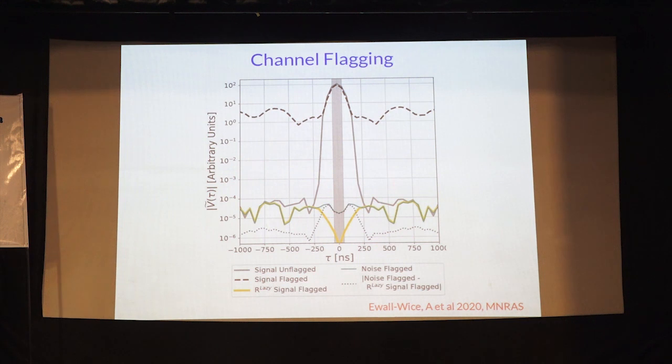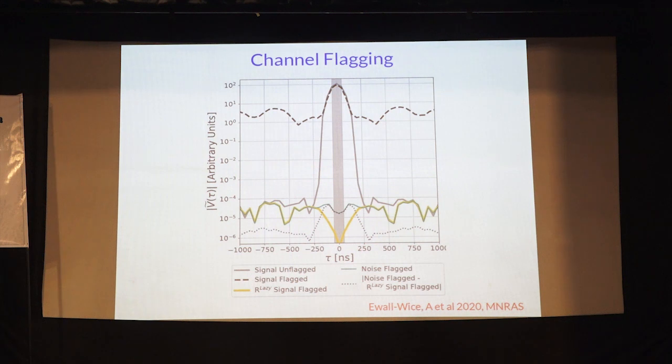If any RFI signal is present and we have removed it, then when we go to the Fourier transform, it will create some oscillations because there is no data, just 0 in those frequencies. This plot shows the signal flagged. When the signal is flagged, you will not be able to recover the 21 centimeter signal at higher delay. This region is dominated by the foreground. This is the wedge region.